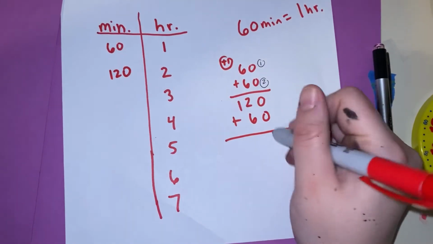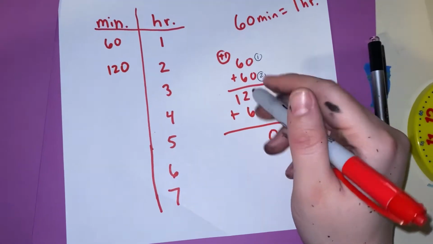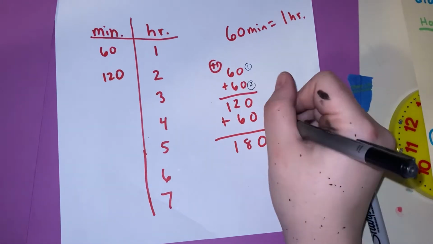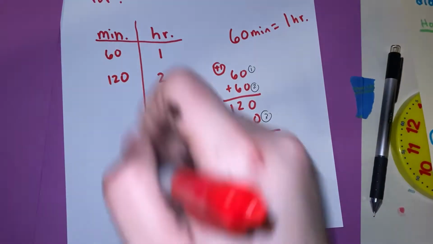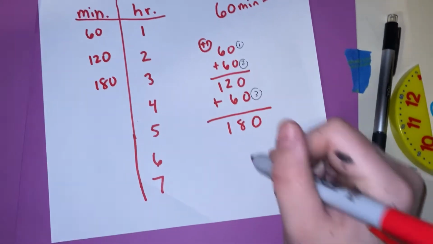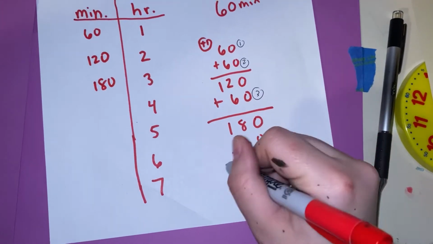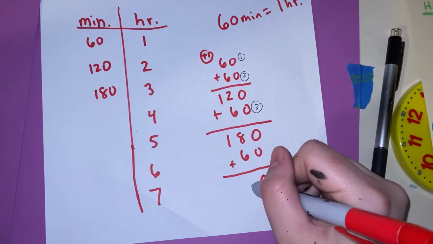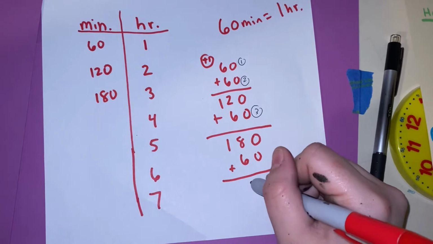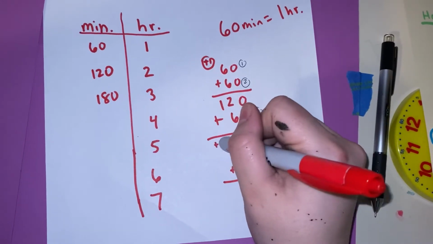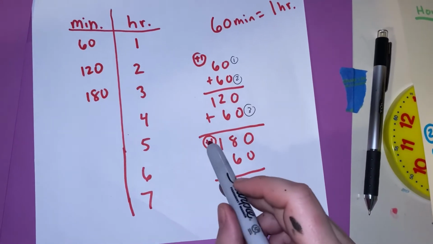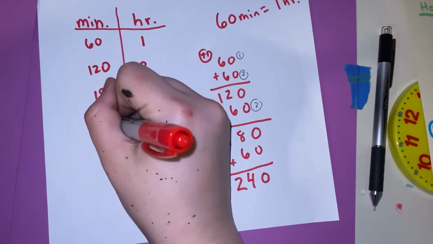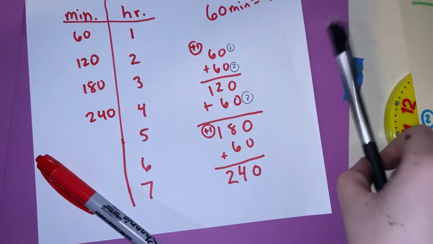Now we're going to go ahead and add our third hour. So 0 plus 0 is 0 still. 6 plus 2 is 8. 1 plus 0 is 1. So this would be hour 3. So 180. We're going to add again. 0 plus 0 is 0. 8 plus 6 is 14, but I can't put 14, so I'm going to put a 4. Carry my 1 next door. 1 plus 1 is 2. So 4 hours is 240 minutes.